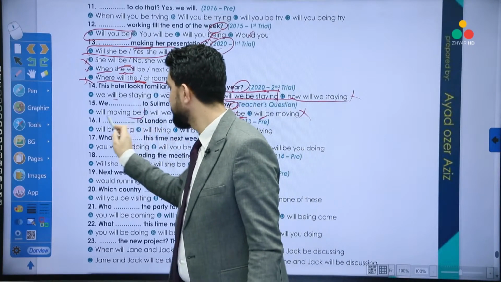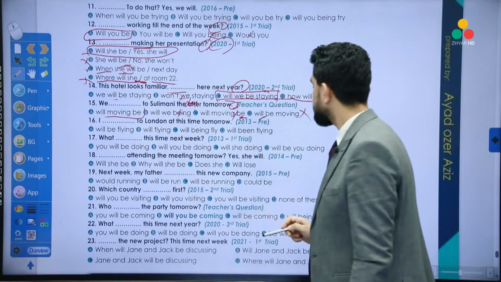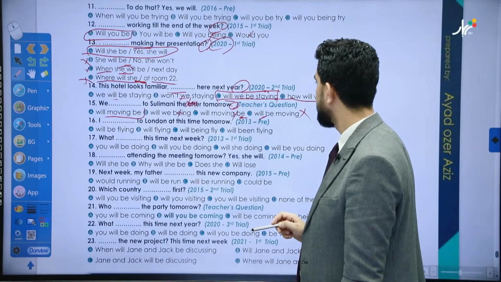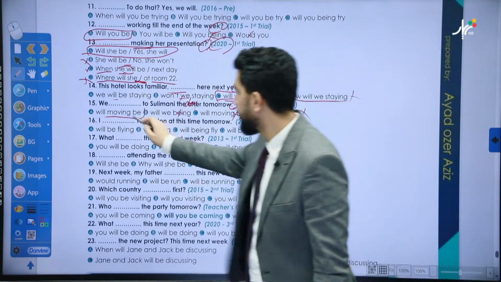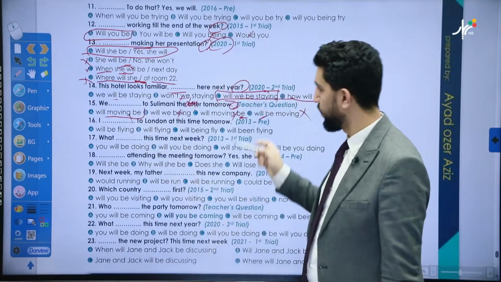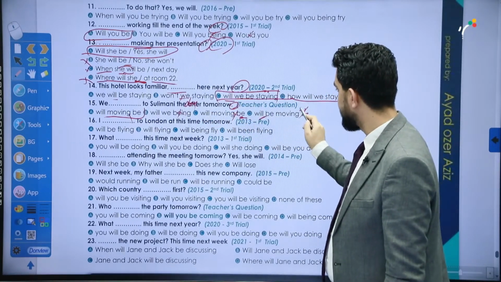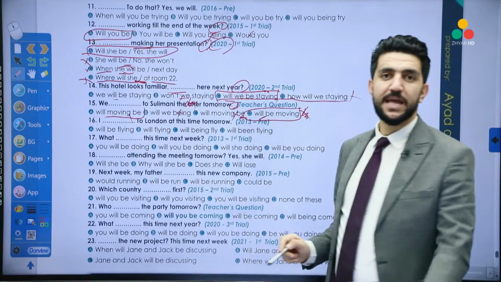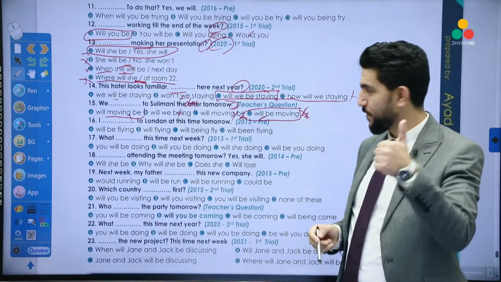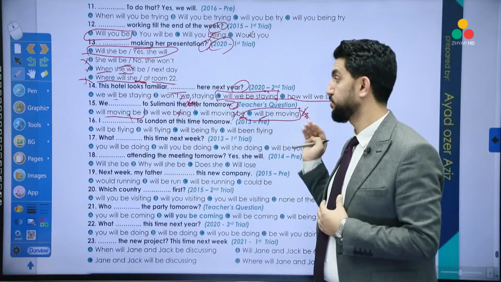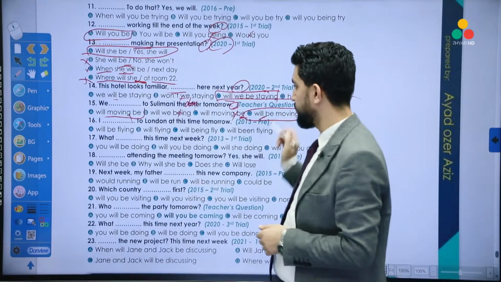Will moving be? We will be moving. Sorry, we have "we" here. So, I forgot. Since we have "we", this would be the correct answer. Thank you, you told me this. Well done. I know you were like, teacher, Mr. Ed, this is correct, why do you say it's wrong? Yes, you're right. This is the correct answer.